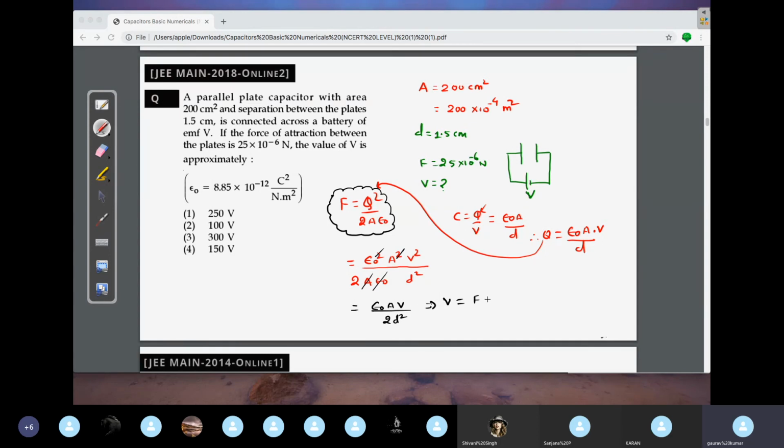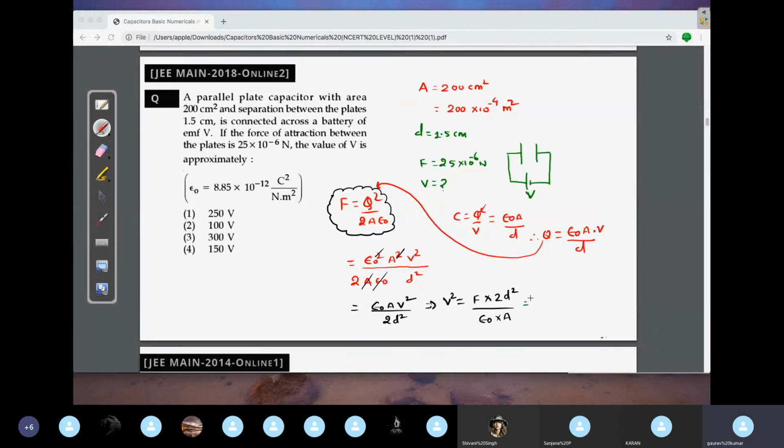So we'll get here F into. Sir, yes, say. Sir, that will be V square, no? V square, this is a cancel. Okay, it's V square. Sorry, it's V square. So force into 2d square you will have here, and then divided by epsilon into A. All right. So we will take the root of that. Now let's put all the values here and try to solve this question.